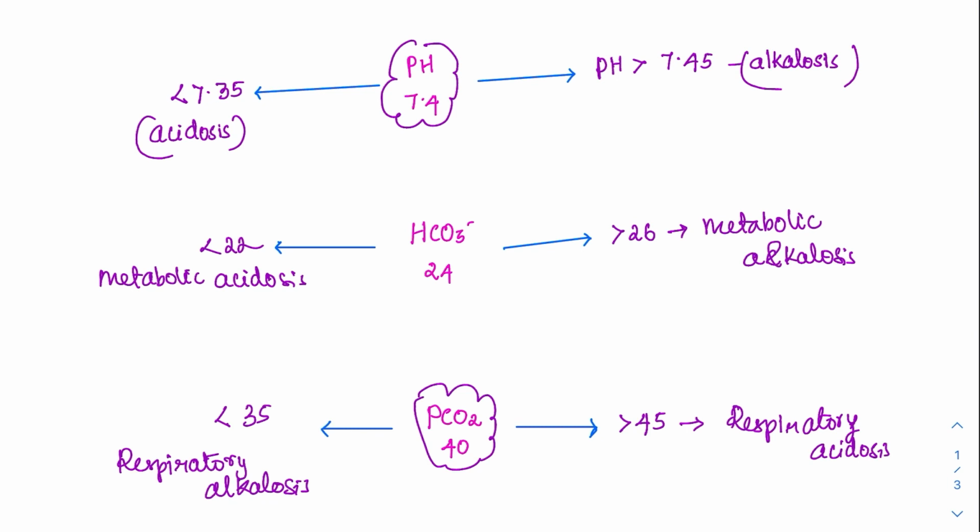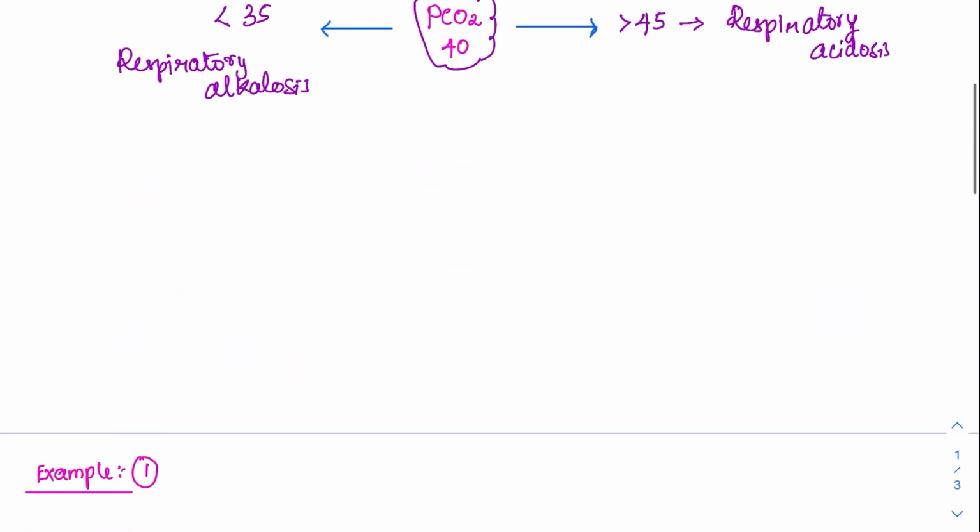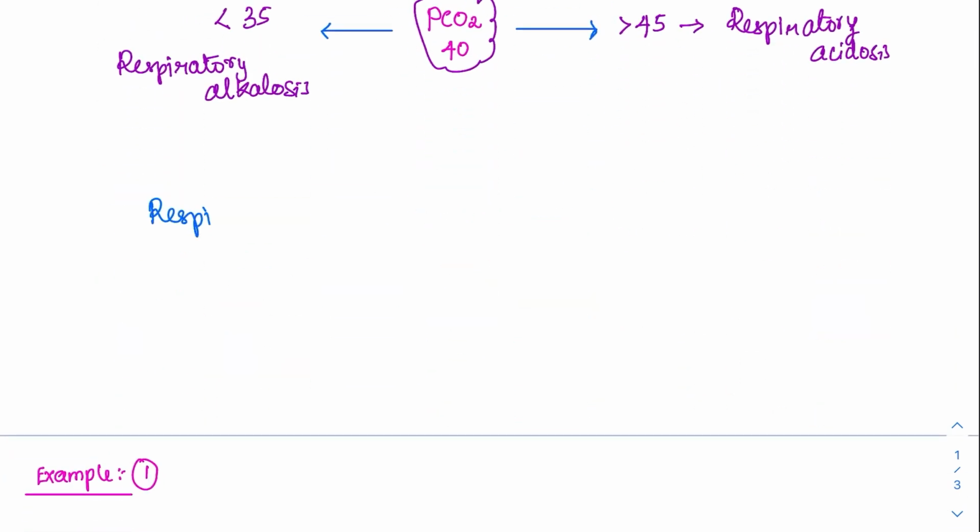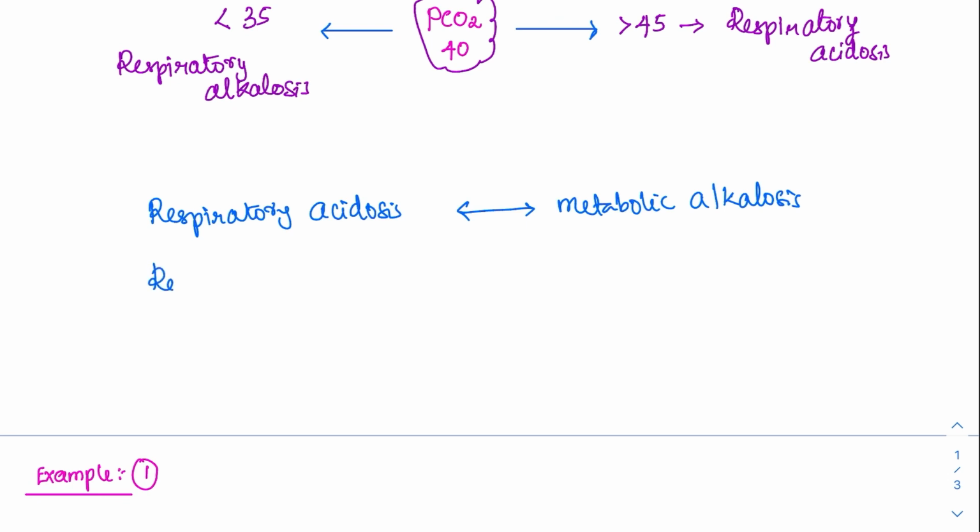Now in our body, whenever the respiratory system gets into trouble, its friend the kidney comes as a savior and does the metabolic changes. In a similar manner, when the kidney is failing, respiration will try to change its values. Usually respiratory acidosis will be compensated by metabolic alkalosis. Then respiratory alkalosis will be compensated by metabolic acidosis.